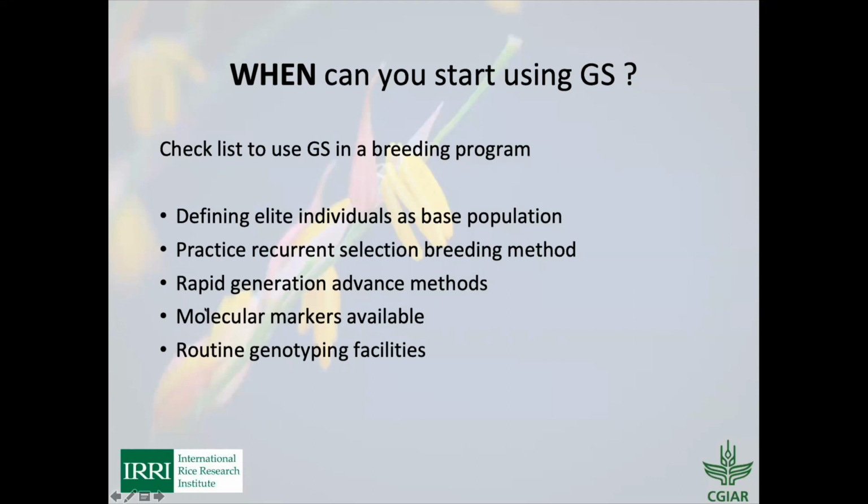And it's not just that it's available, you also need to have it routinely done. You need to have genotyping facilities, a budget for that, and also the analysis capacity. So these 5 things I feel are critical and really important whenever we think of implementing GS in a breeding program, in addition to the other components of the breeding program, which I'll explain in a bit. But overall, I'm just trying to distill it into the key points.